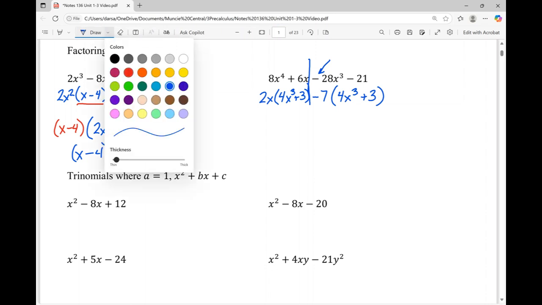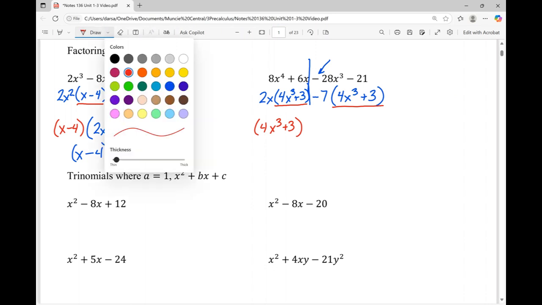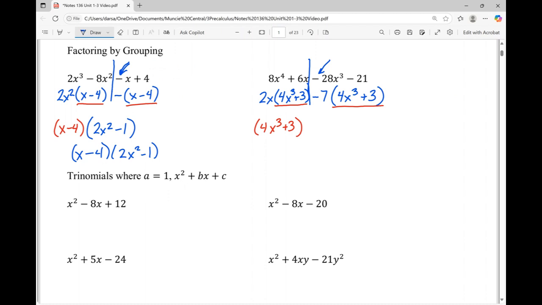Now we look at each of the big halves that we've got here. And what does this left split and this right split have in common? Well, that thing that's in the parentheses, that 4x cubed plus 3 is what they have in common. And we're going to go ahead and factor that out. Remember, factoring is dividing. So when we divide out that 4x cubed plus 3, what do we have left? Well, on the left-hand side, we have a 2x. On the right-hand side, we have a minus 7. And those two terms together make our factor.